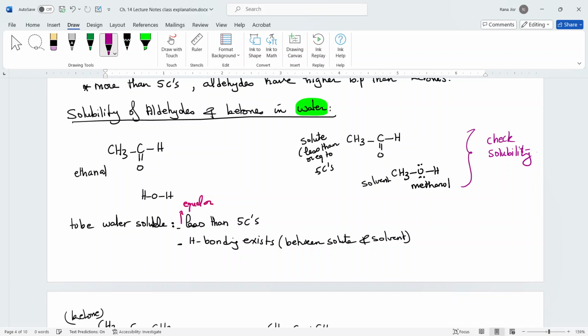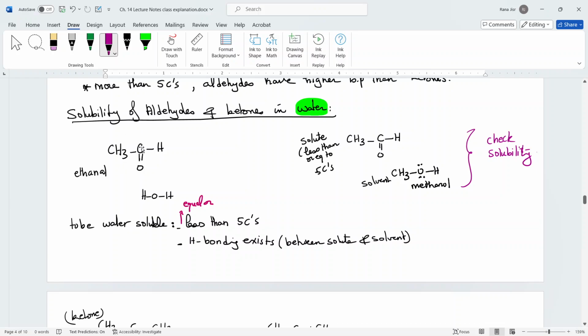Solubility has to do with hydrogen bonding. Pay attention: boiling point has to do with intermolecular forces. The more intermolecular forces, the higher the boiling point. But for solubility, we care about hydrogen bonding, especially when we are working with aqueous solvents like water, like methanol. They dissolve in water. So this is why we care about hydrogen bonding here. So for any solubility question, please check hydrogen bonding.